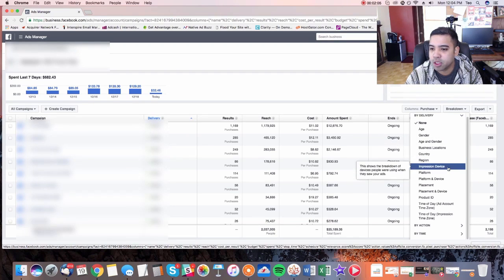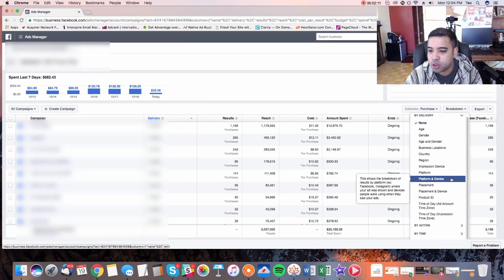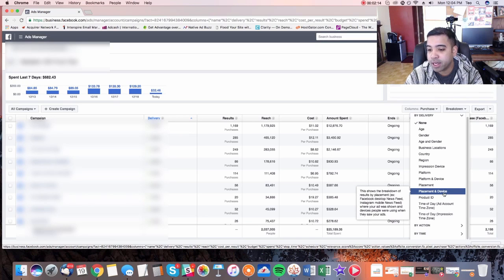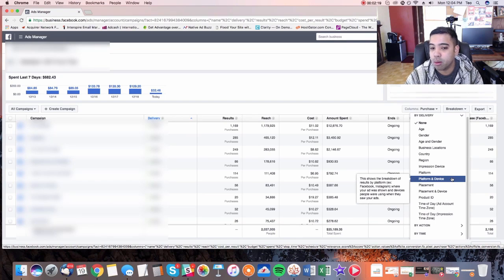Now I haven't really gotten much luck from these, but age and gender is usually what I use most. I also use platform and device, and placement and device, to basically find out where my customers are coming from. And you'd actually be surprised, because with a lot of these campaigns you have to have enough data to be able to make a decision on whether or not it's a winning campaign. But based on this data, I have enough data, 1,000 purchases, 200, 300 purchases, to justify saying that only a certain amount of people are buying, only these types of people are buying.